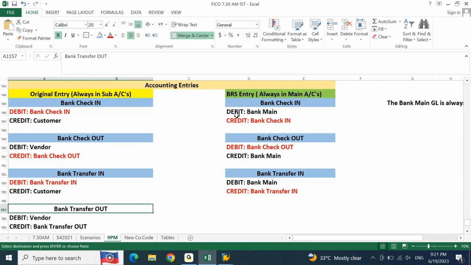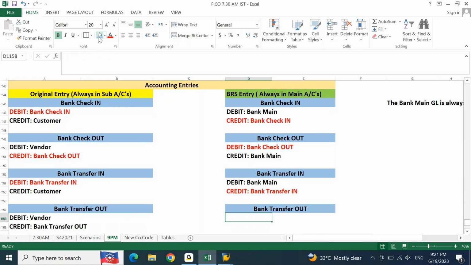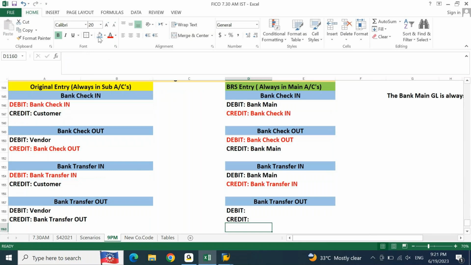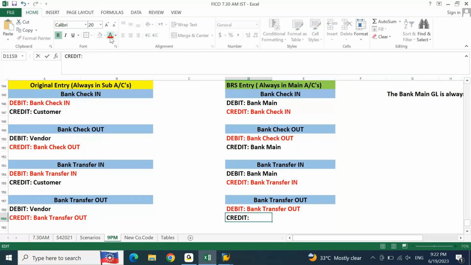Last one, bank transfer outgoing. In this, what will be the accounting entry? Debit. Where is your bank account? It is on the credit side. Bank account on credit side, it has to go to the debit side. It will go to the debit side here. Now credit will then be bank main account. Bank main account will be credit. These are your original entries and BRS entries.